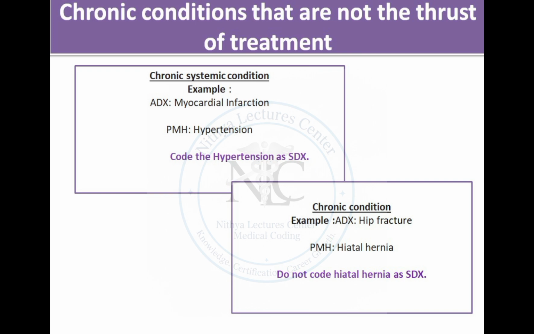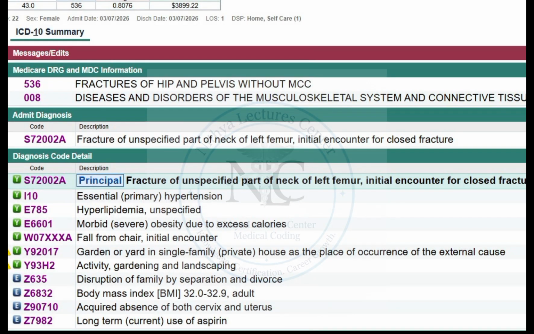For example, if the patient has a hip fracture and has a hiatal hernia in the past medical history, and for that hernia they had a repair or some surgery done previously, at that time we do not code that hiatal hernia as an SDX. So this is the criteria we should follow. I will show one 3M example.